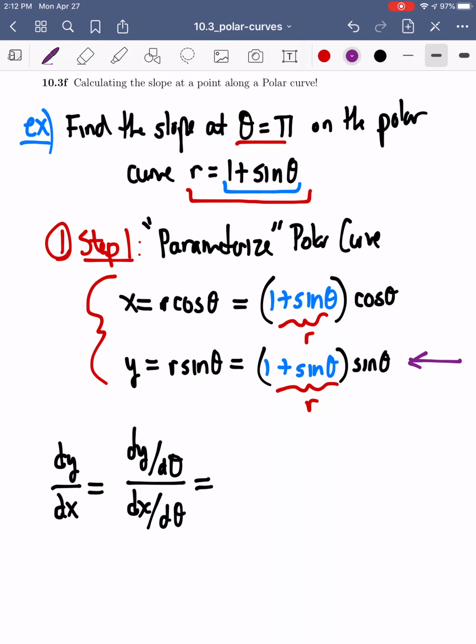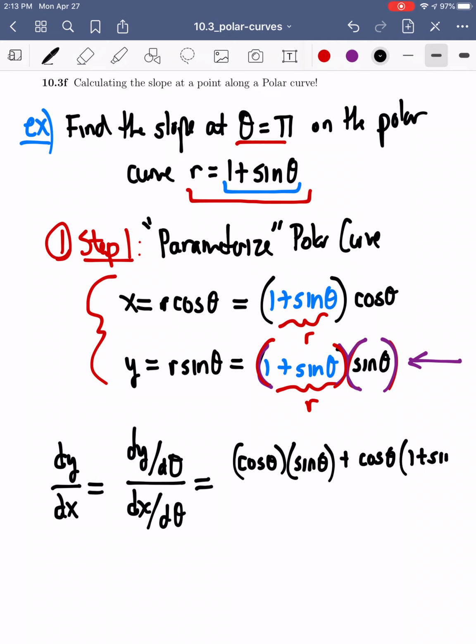So if we compute the derivative of the first piece and multiply by the second piece, well, the derivative of 1 plus sine is a cosine. And then we multiply by the second piece, which is just that sine. And then we do the opposite. Take the derivative of the second piece and multiply it by the first piece. The derivative of sine is cosine, and then we multiply that by what that first piece was, 1 plus sine theta. And we'll divide that by the derivative of x with respect to theta.